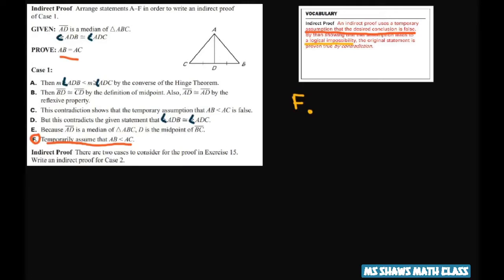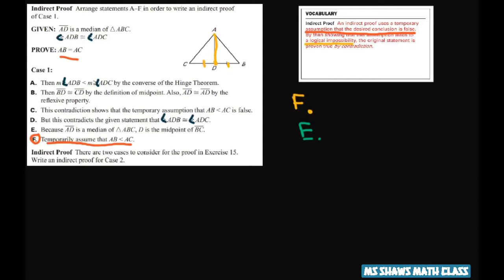What do we know? Let's do some given stuff. We know AD is the median. So basically, D is the midpoint, so we know by definition of a midpoint that these two sides are congruent. So that's E is next.